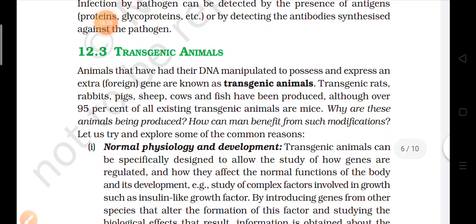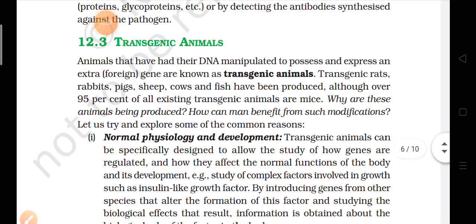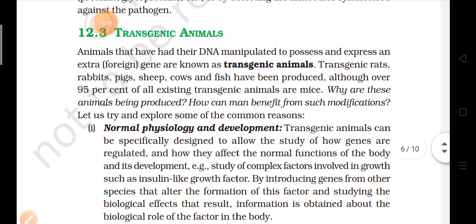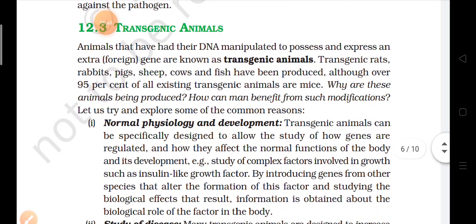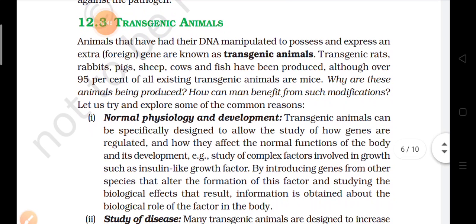Now the next application or role of biotechnology is in producing transgenic animals, meaning animals whose genes or DNA have been modified or manipulated. These organisms are known as transgenic because their DNA or genetic composition has been manipulated.